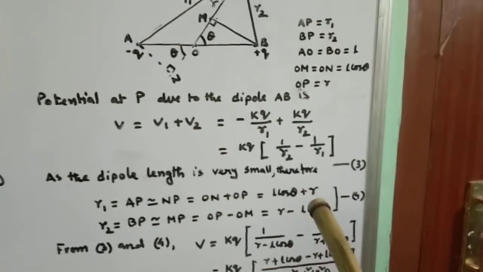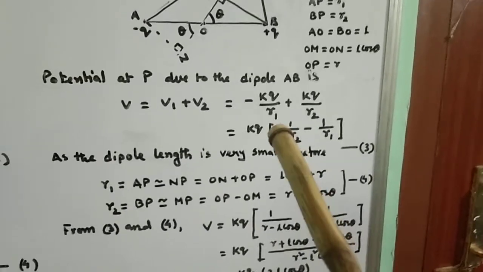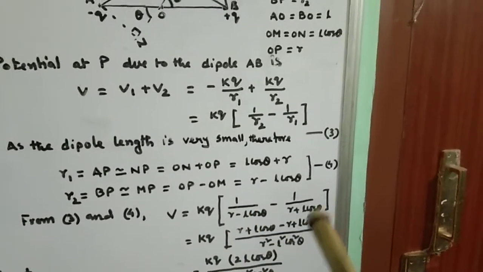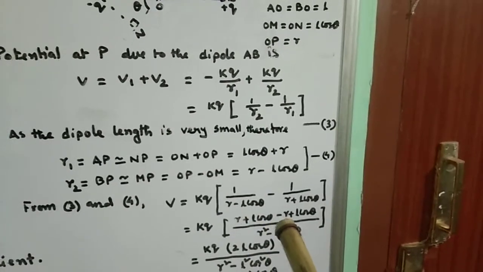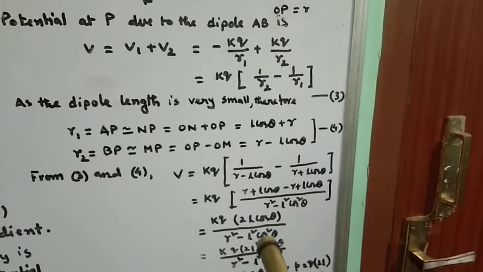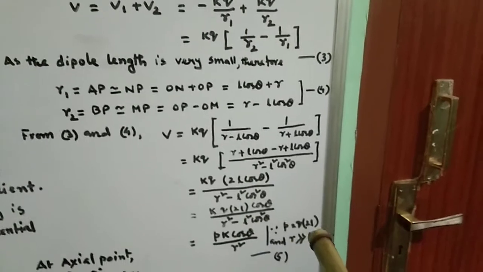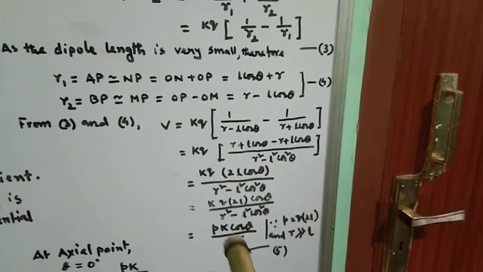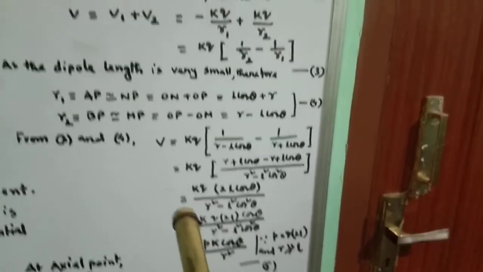So we have got R1 is R plus L cos theta and R2 is R minus L cos theta. If you substitute in this expression from 3 and 4, 1 by R minus L cos theta, 1 by R plus L cos theta. If you take the LCM, R square minus L square cos square theta, R plus L cos theta minus R plus L cos theta. So R goes off, it's 2L cos theta by R square minus L square cos square theta. So KQ2L cos theta. Now Q2L is the dipole moment we discussed in the previous class. So P K cos theta by R square. This is the final expression for the potential at P due to this dipole AB.